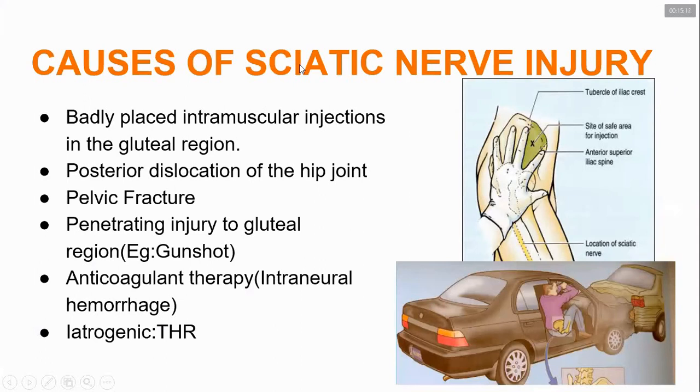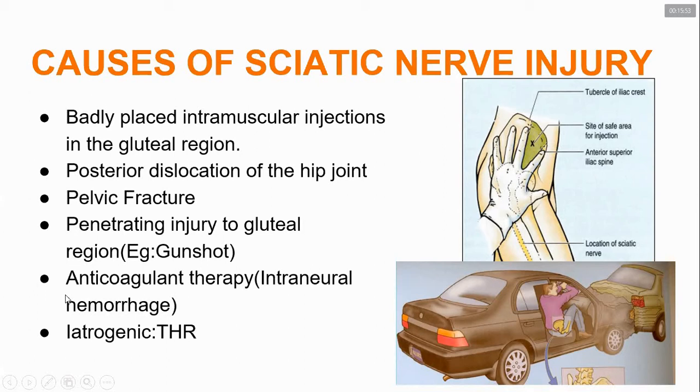So now we have talked about the sciatic nerve proper and its branches, tibial nerve and common peroneal nerve. So we'll talk about what are the causes of sciatic nerve injury. Most commonly, sciatic nerve injury happens due to a badly placed intramuscular injection in the gluteal region. This is the number one cause of sciatic nerve injury. Other causes are posterior dislocation of hip, any pelvic fracture, any posterior wall of acetabulum fractures, and all can cause sciatic nerve injury. Any penetrating injury to the gluteal region like gunshot injuries can cause sciatic nerve injury.